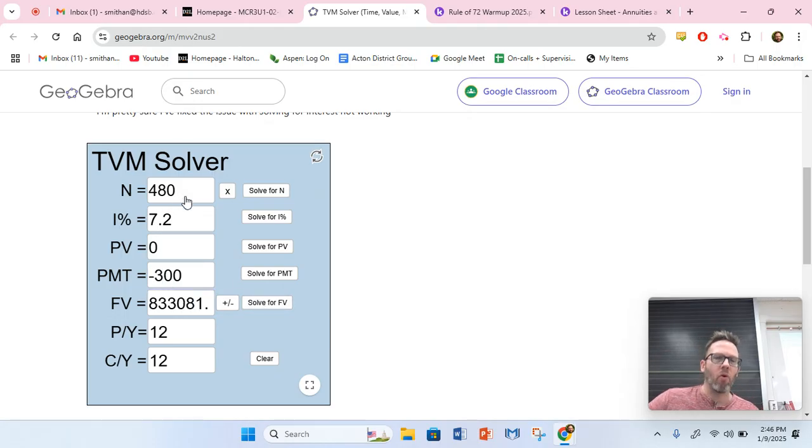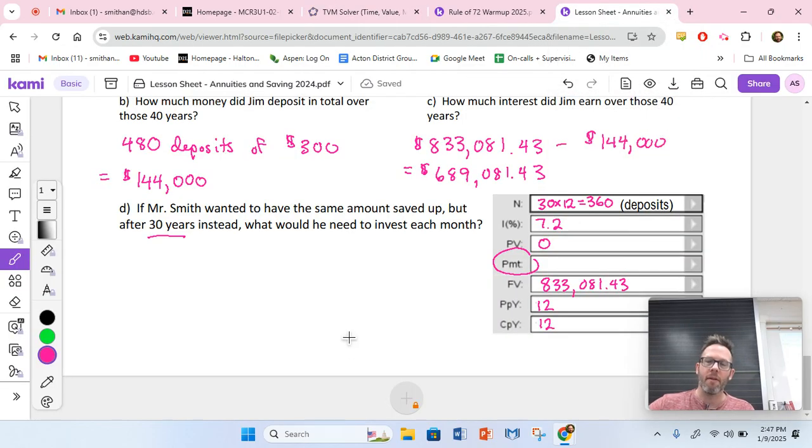Okay, so we have that old FV. We're just changing N to 360. So obviously he's working shorter, so we expect to see a larger deposit amount. And yeah, just to work 10 years shorter, his deposit amount more than doubles. Did you guys get that too? That's fascinating stuff. IMO. It means, in my opinion.